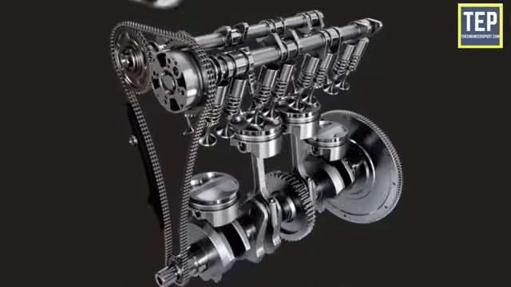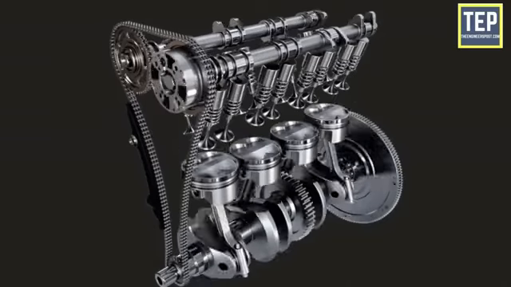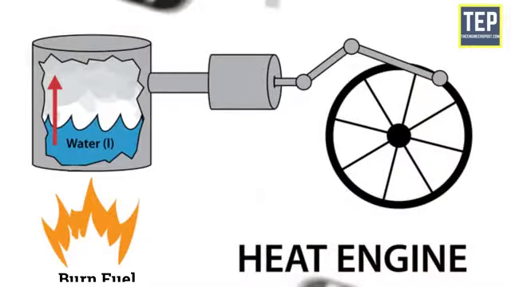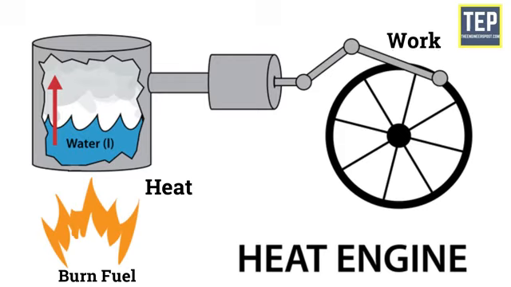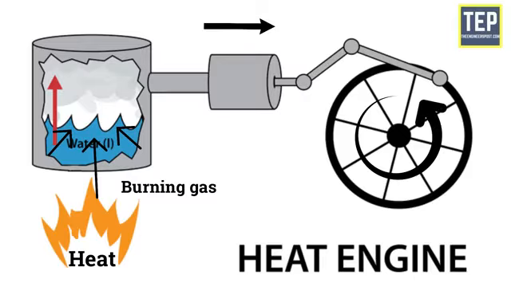An engine is a machine designed to convert one form of energy into mechanical energy. Heat engines burn fuel to create heat, which is then used to do work. It is a complex machine built to convert heat from burning gas into the force that turns the wheels.